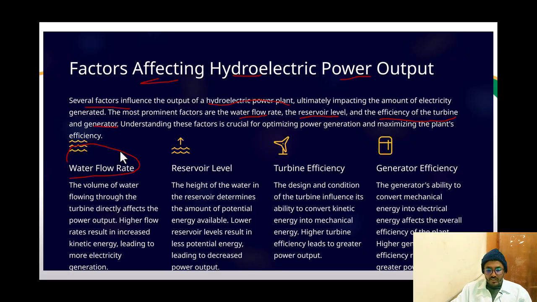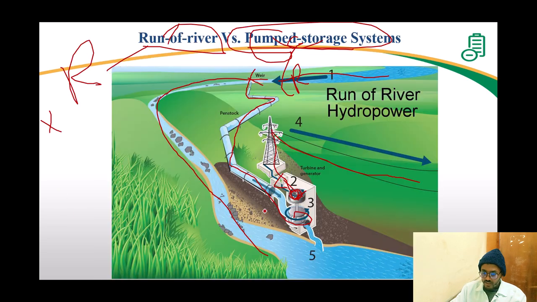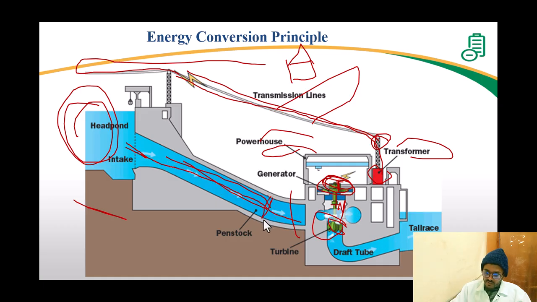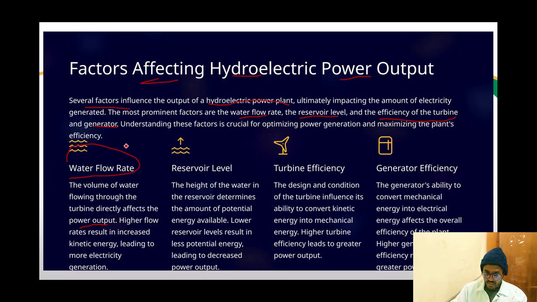Water flow rate. The volume of water flowing through the turbine directly affects the power output. Here we have, as I said before, the turbine, right? If this amount of water is, you can see the gap or the distance from this to this, let's say small, and if there's a high amount of water, there's going to be high pressure here, which is really neat because it can speed up the turbine. So the water flow rate directly affects the hydroelectric power output.